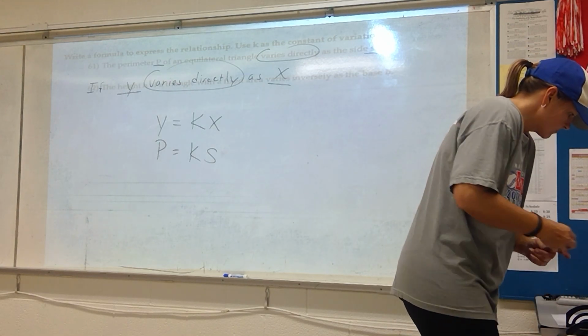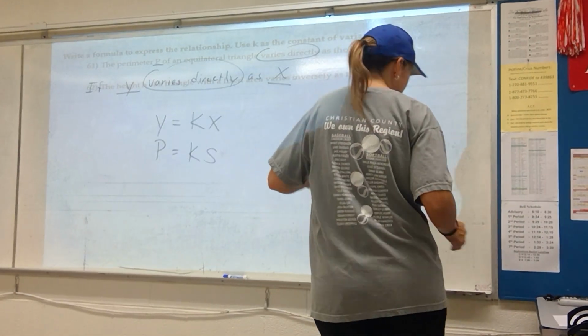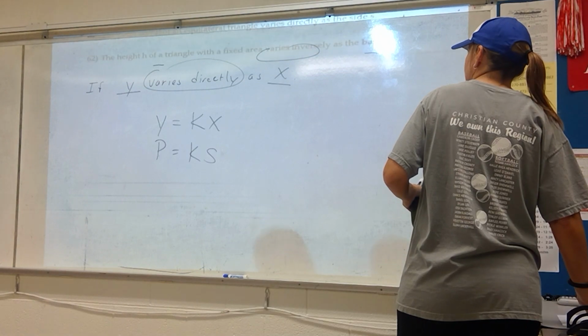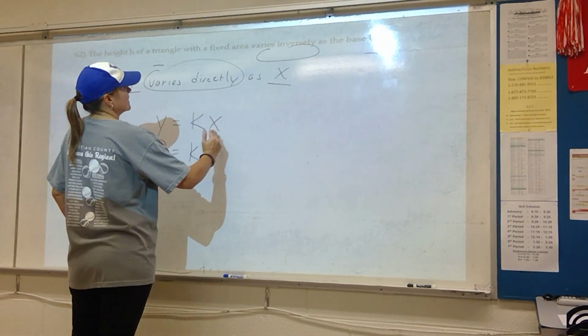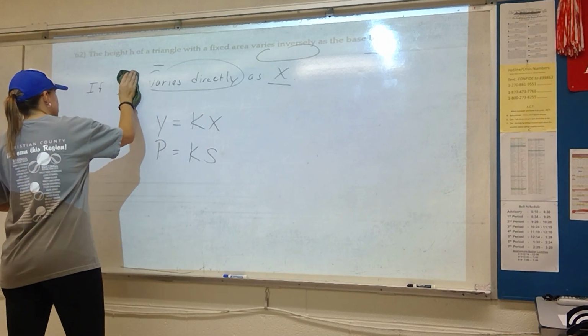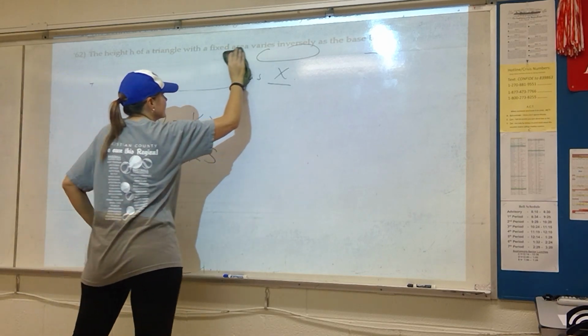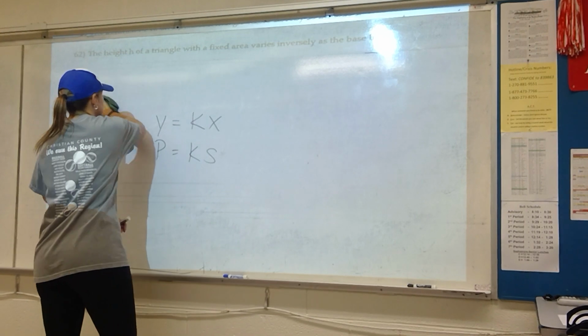Let's look at number 2. You're using the same little phrase every time. Varies directly means it's K on top, X. Now, 62, she jumps and does something different. So let's look at the difference. This is not varies directly.